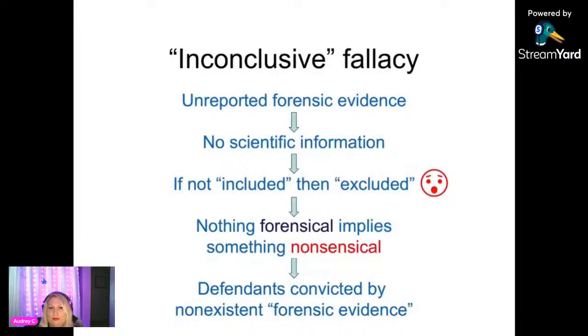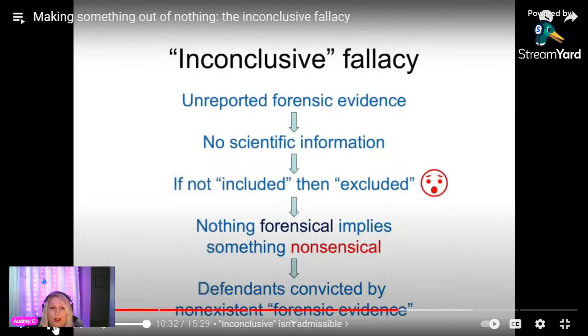Here, then, is the inconclusive fallacy. It begins with unreported forensic evidence, evidence that the lab says contains no scientific information. And then an unscrupulous attorney may argue that if a person is not included, then they must be excluded, which makes no sense. There's nothing there forensically, and it implies something that is not there.